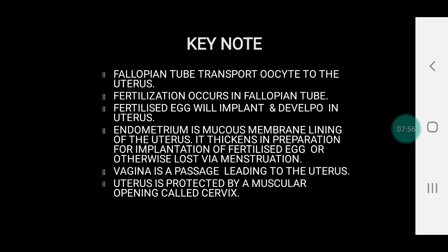Now the endometrium is the mucous membrane lining of the uterus. It thickens in preparation for implantation of the fertilized egg, or otherwise it is lost via the menstruation process. The vagina is a passage leading to the uterus. The uterus is protected by a muscular opening which is called the cervix.